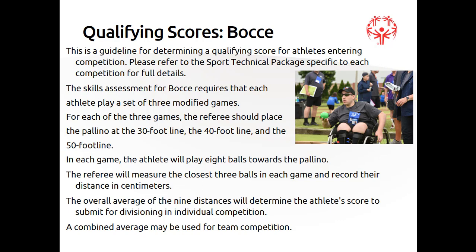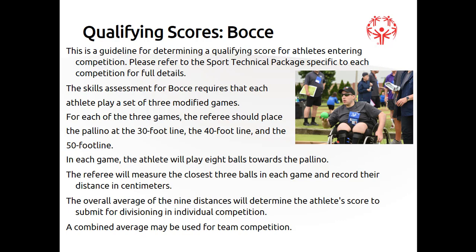The skills assessment for bocce requires that the athlete plays a set of 3 modified games, one where the Polino is at a 30-foot line, one where the Polino is at the 40-foot line, and one where the Polino is placed at the 50-foot line. This may be done ahead of the competition or during scheduled divisioning rounds at the competition.